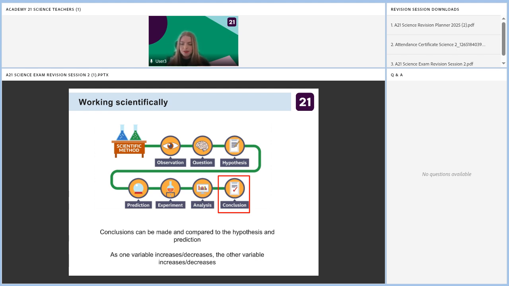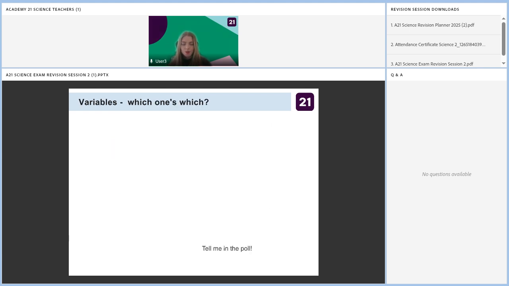Speaking of variables, that is one of the most common questions they can ask you about practicals. In science, there are 3 different variables. If you have any ideas for what any of those variables are, feel free to let me know in the Q&A, and then we'll go through those and their definitions and identifying them in just a moment. Yeah, great. Thanks for popping some in the Q&A then.